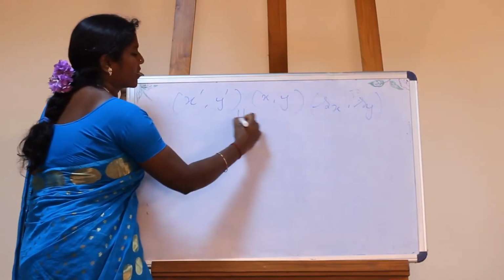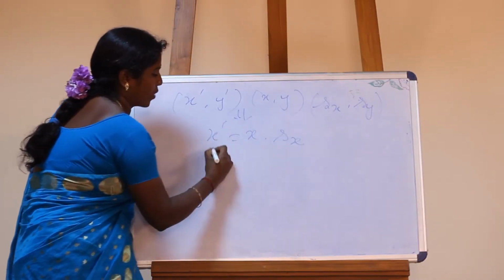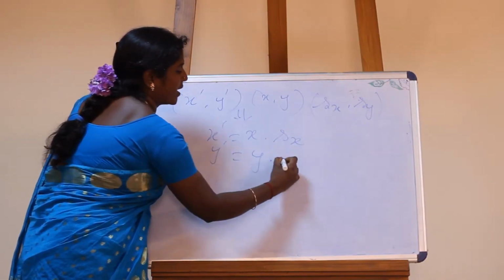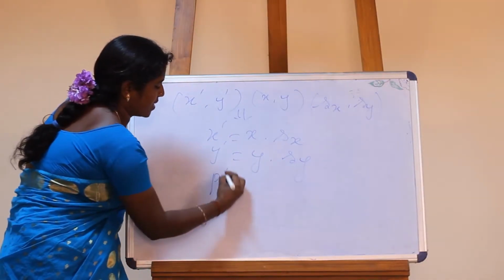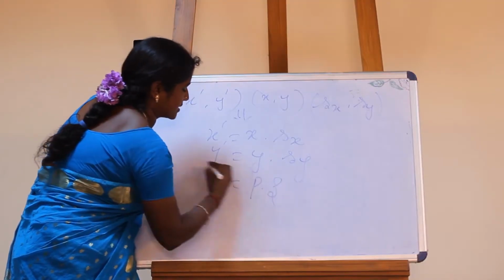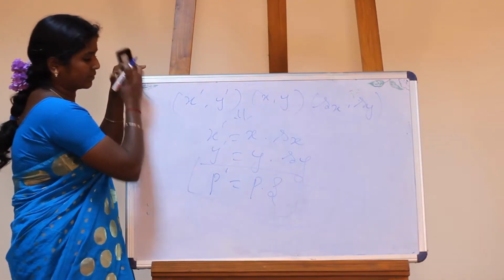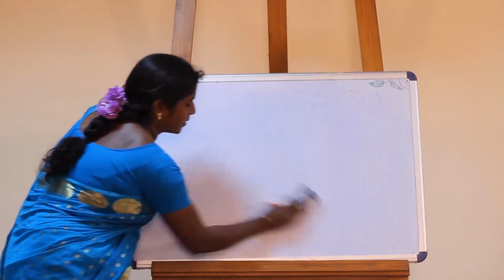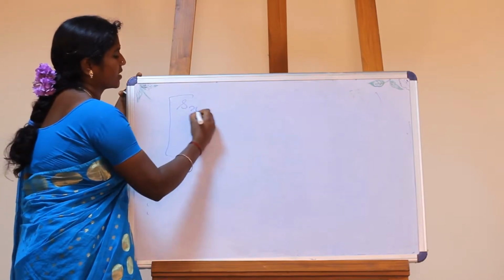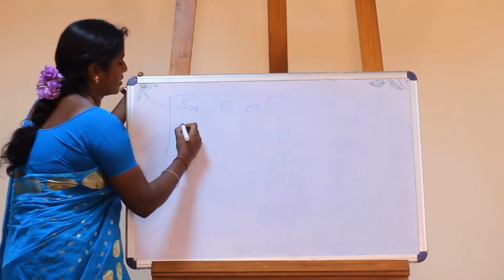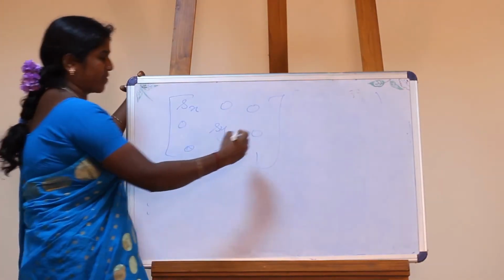Then we get the equations x dash equal to x into sx and y dash equal to y into sy. The general equation for scaling is p dash equal to p into s. Then the matrix form of the scaling factor is sx, 0, 0, then 0, sy, 0, and the last row is the homogeneous values.